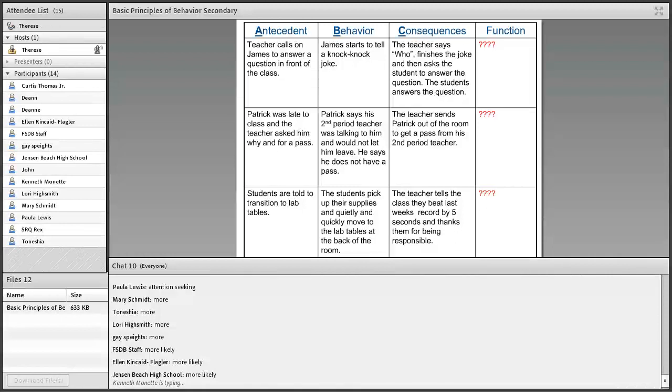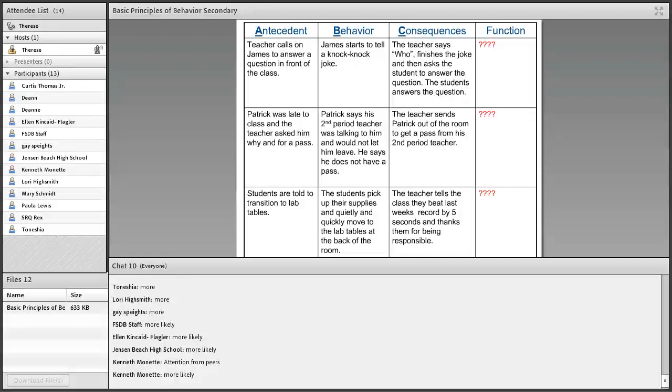Now, if someone said, well, I think that James is doing this to escape the activity because he's avoiding answering the question, well, then he also kind of got to avoid it for a very short time. In the end, he ultimately had to answer the question. And again, you can't really tell for sure. You're just making a best guess based on what you know about the situation. Good job, guys.